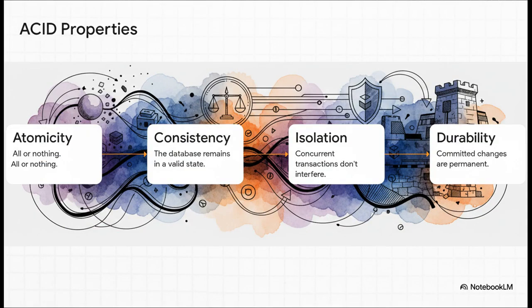And to make sure all this data is actually trustworthy, databases have these 4 fundamental rules, known as the ACID properties. You can think of it as a promise, a guarantee from the database that your data won't get messed up or corrupted, even if thousands of things are happening all at once.